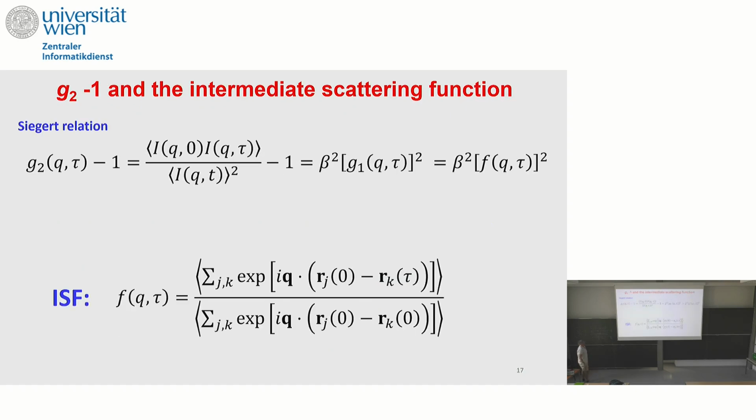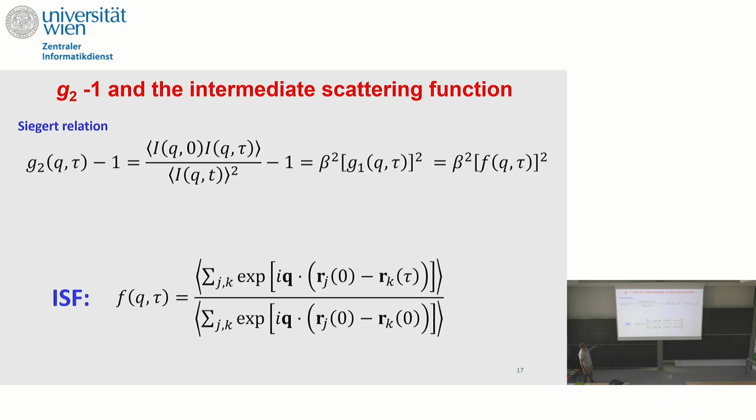Now, it turns out that this intensity correlation function is directly related to what is called G1, which is the electric field correlation function. And this is known as the Siegert relation. G2 minus 1 is just, besides a setup dependent prefactor, G1 squared. Okay, but why should I care about G1 squared? The reason is that G1 squared now has a direct relationship with theory and simulations.